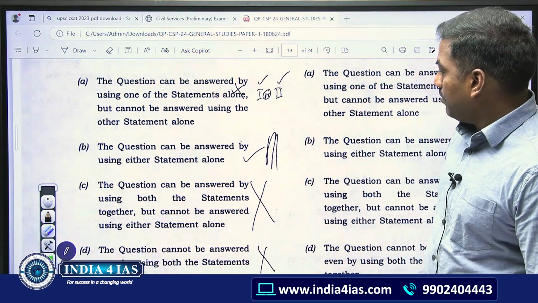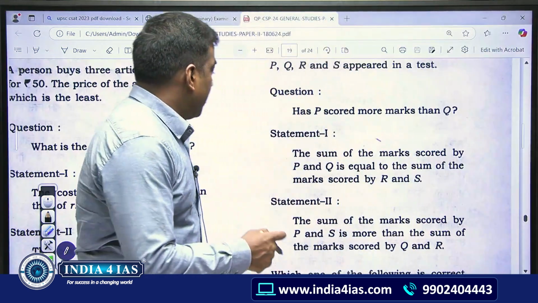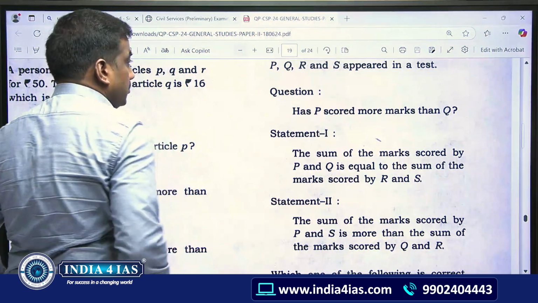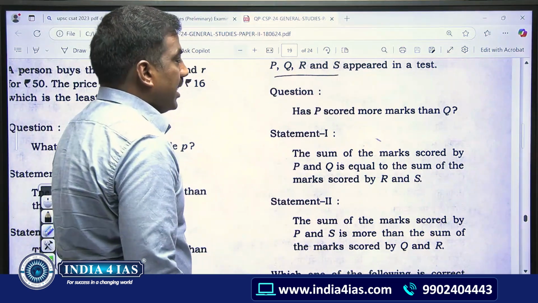Then the answer is B. 70th question. P, Q, R and S appeared in a test. Okay, the only data we have is they appeared in a test.